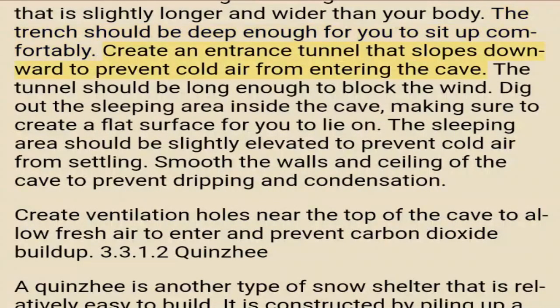Create an entrance tunnel that slopes downward to prevent cold air from entering the cave. The tunnel should be long enough to block the wind. Dig out the sleeping area inside the cave, making sure to create a flat surface for you to lie on. The sleeping area should be slightly elevated to prevent cold air from settling. Smooth the walls and ceiling of the cave to prevent dripping and condensation. Create ventilation holes near the top of the cave to allow fresh air to enter and prevent carbon dioxide buildup.